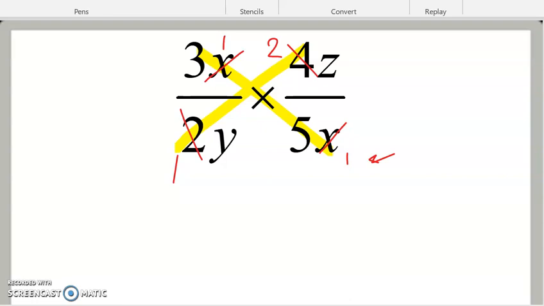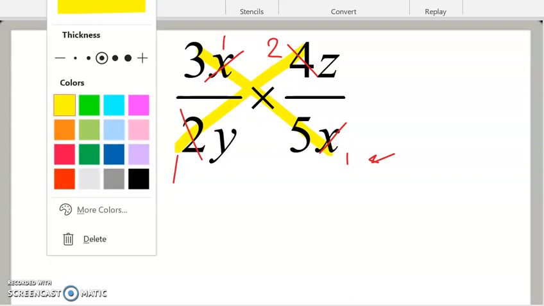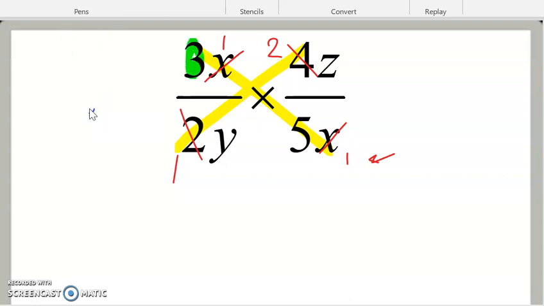Now, any other areas I can cancel? So you really have to scan everything and check. So let's have a look what's left. I've got a 3 here, I've got my 2, a z, a y, and a 5. And if I look at all those green pieces, I can't actually see any common factors to everything.